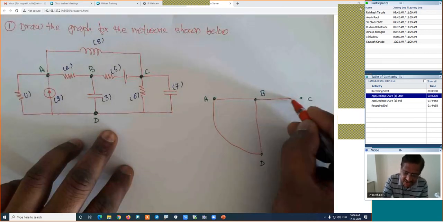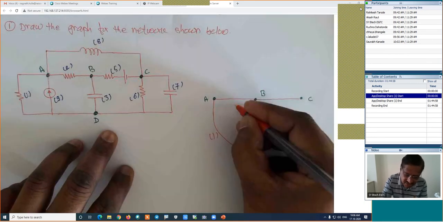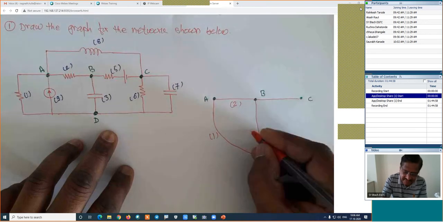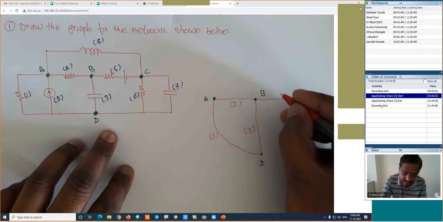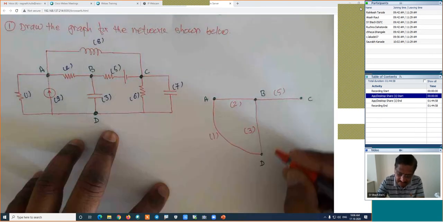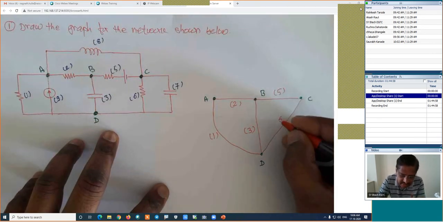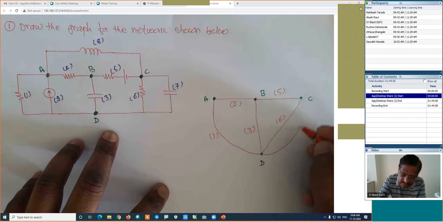This may be the branch number 5. This is the branch number 1 I will draw. This is the branch number 2. This is the branch number 3. This is the branch number 5, because the names are not important. This is the branch number 6. This is the branch number 6. And this is the branch number 7. This is the branch number 7.